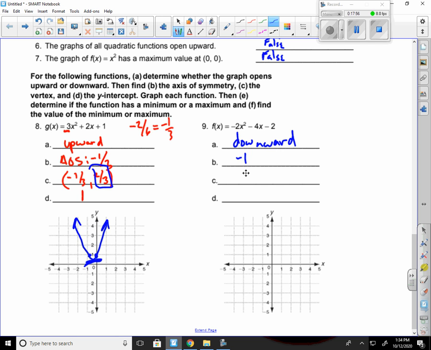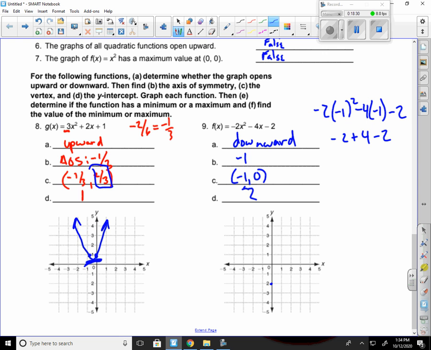Part C is the vertex. Do negative 2 times negative 1 squared minus 4 times negative 1 minus 2. Negative 1 squared is positive 1. Negative 2 times positive 1 is negative 2. Negative 4 times negative 1 is 4. And then minus 2. This gives me a vertex of negative 1, 0. My y-intercept is negative 2.